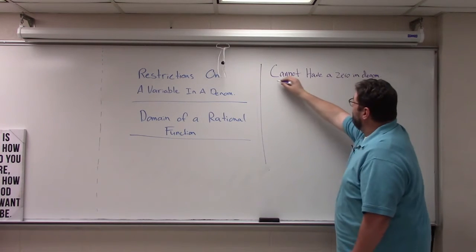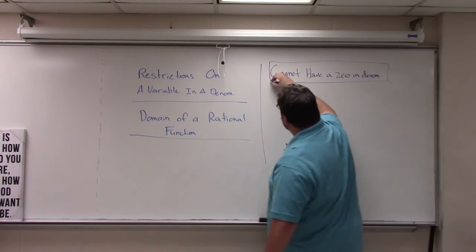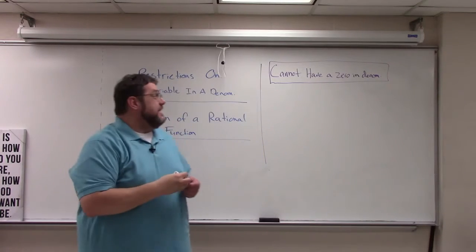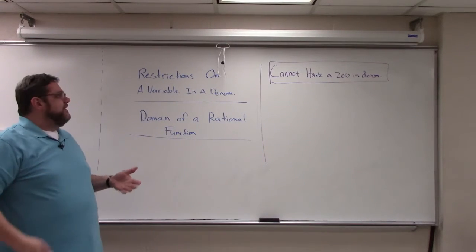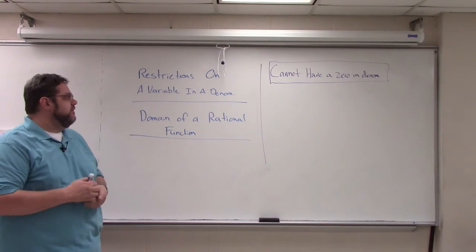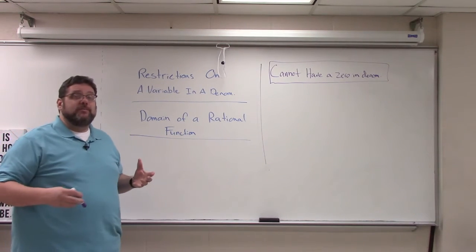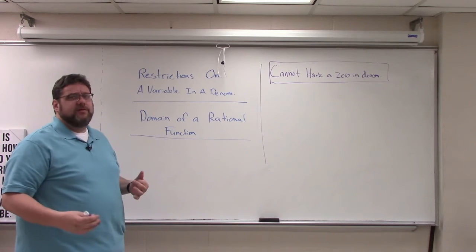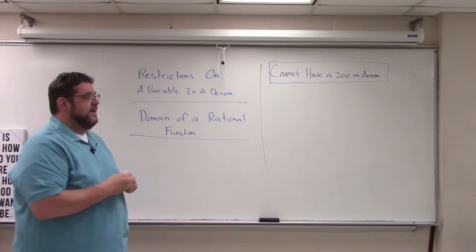All right. And we know this. We can't have a zero on the bottom of a fraction. We can't divide by zero. And so when we're talking about restrictions on a variable or domain of a rational function, that's what we're talking about. What number could we plug in for our variable that would cause us to have a zero?